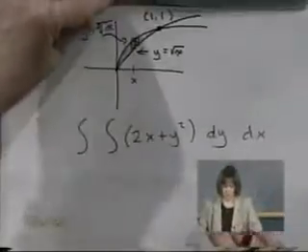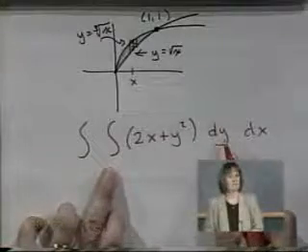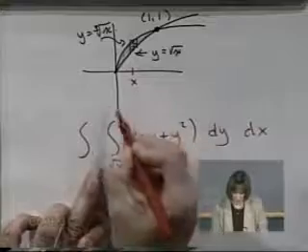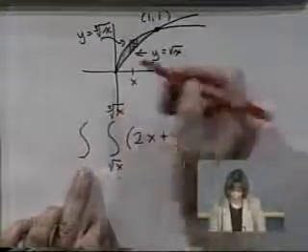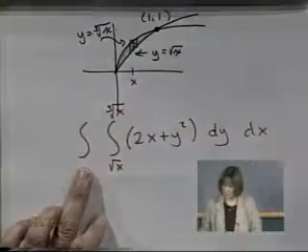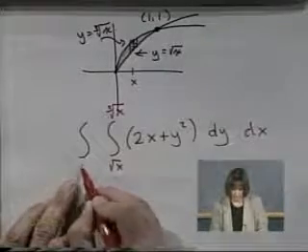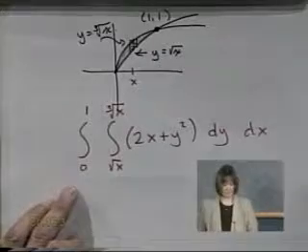Now, you guys tell me, what's y ranging from? Square root of x to cube root of x. And then if I sum all those up, what's x ranging from? 0 to 1. Okay.